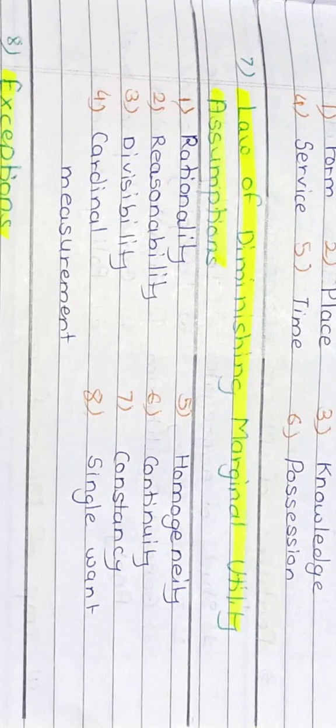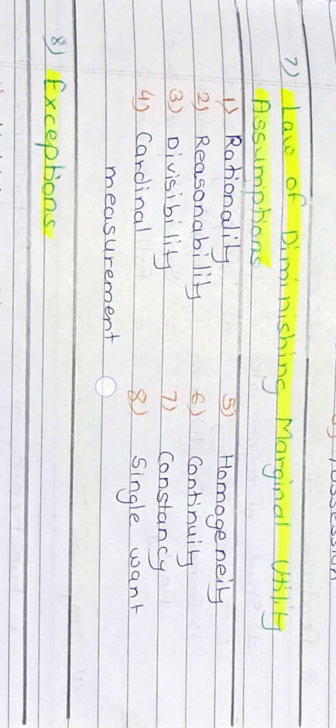Now let's see the assumptions of law of diminishing marginal utility. That is assumptions of law of DMU. Rationality, reasonability, divisibility, cardinal measurement, homogeneity, continuity, constancy, single want.